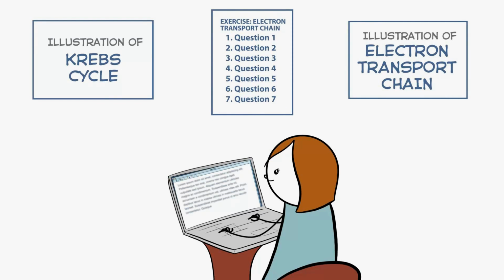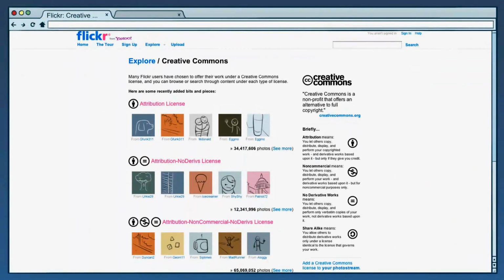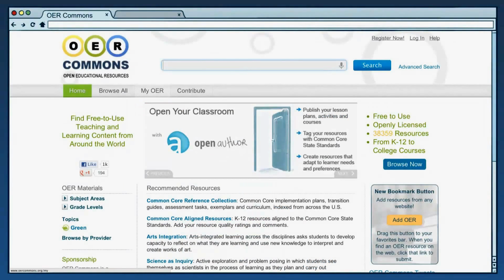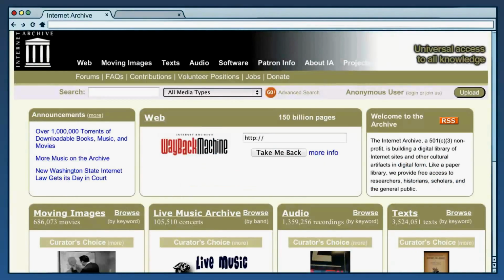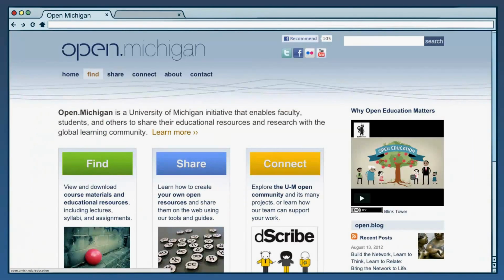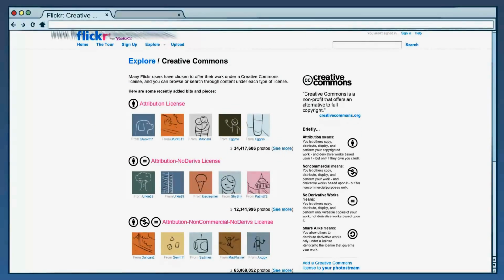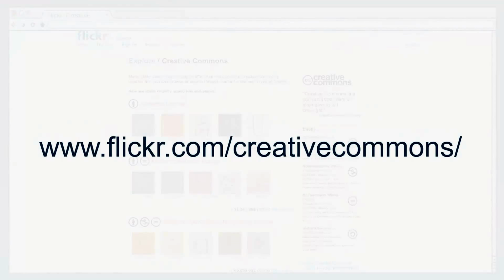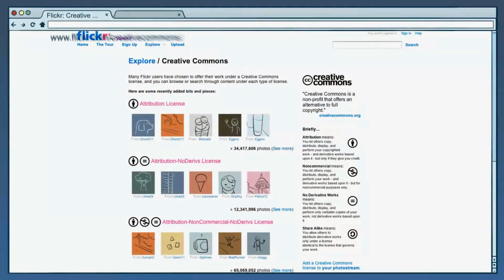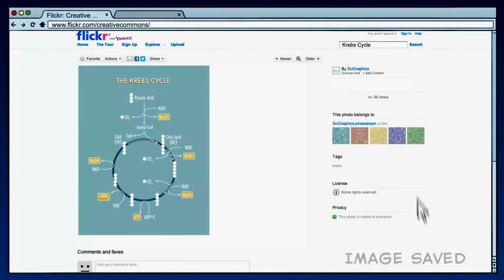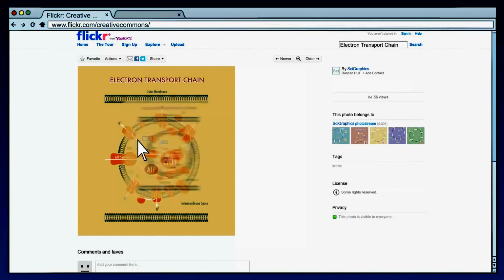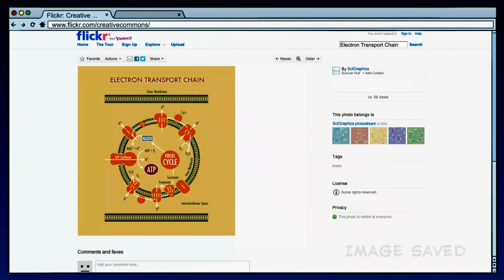There are many places to find OER, such as Flickr CC, OER Commons, Connections, Internet Archive, or Open Michigan. Michelle goes to Flickr CC at flickr.com/Creative Commons. That brings her to a collection of all the Flickr images that have Creative Commons licenses. She quickly finds the images she's looking for. Both with CC BY licenses.